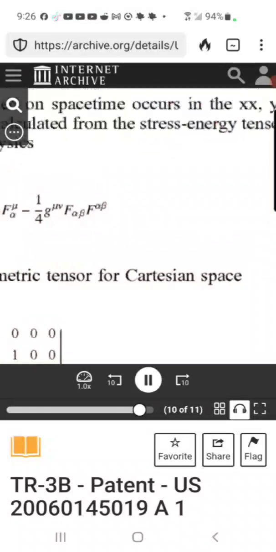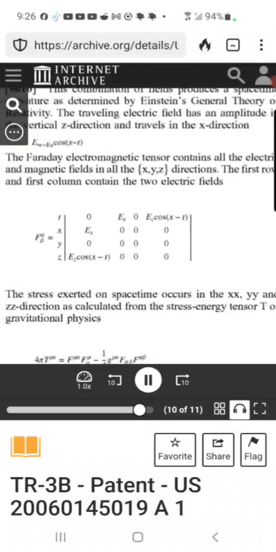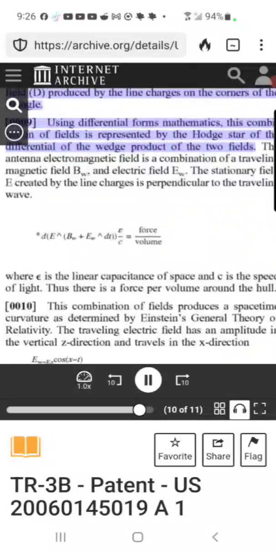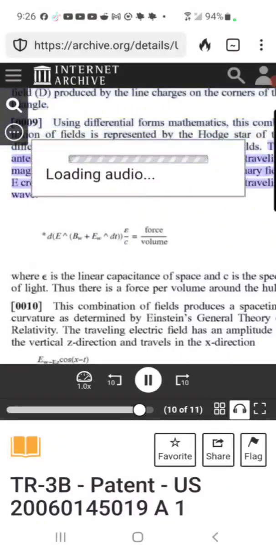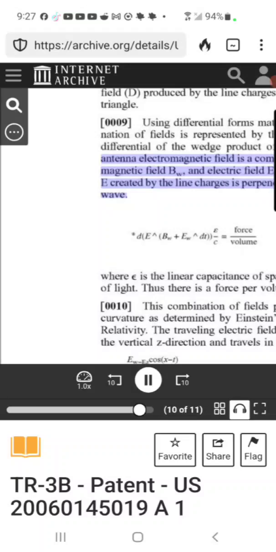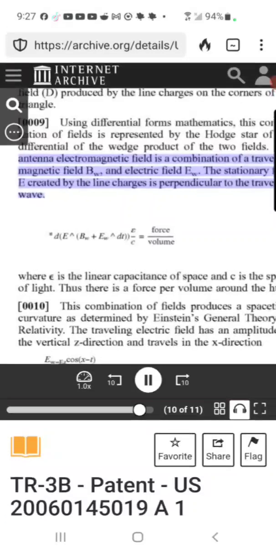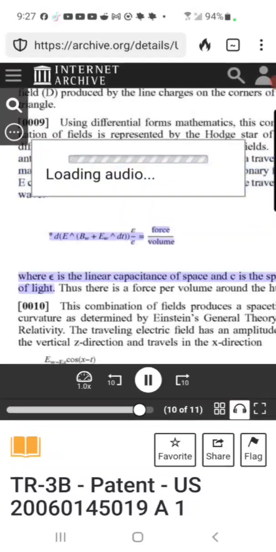Using differential forms mathematics, this combination of fields is represented by the Hodge star of the differential of the wedge product of the two fields. The antenna electromagnetic field is a combination of a traveling magnetic field B and electric field E. The stationary field E, created by the line charges, is perpendicular to the traveling wave.